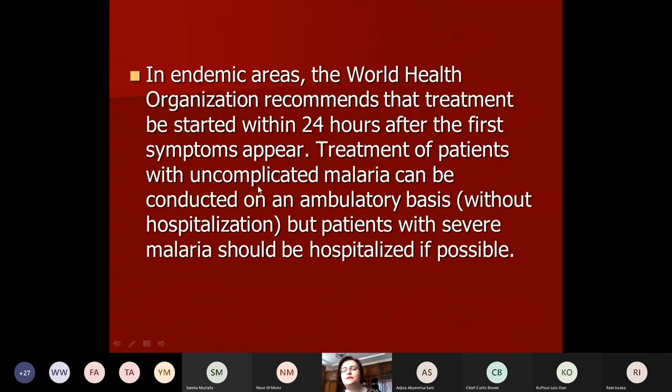In endemic areas, the World Health Organization recommends that treatment be started within 24 hours after the first symptoms appear. Treatment of patients with uncomplicated malaria can be conducted on an ambulatory basis without hospitalization, but patients with severe malaria should be hospitalized as quickly as possible.